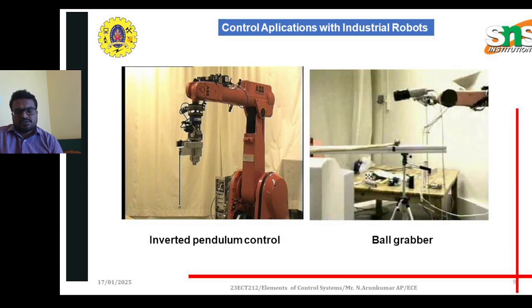Control applications with industrial robots. Nowadays, we are using robotics for many kinds of applications. One of the applications used here is the ball grabber inverted pendulum control, because it involves a large amount of weight, so that we can use robotics for handling those kinds of elements in control systems.